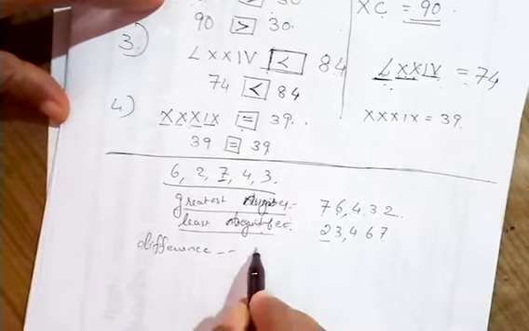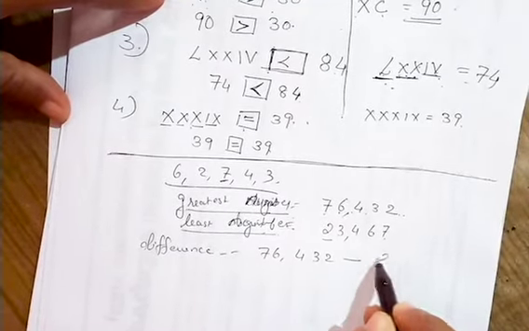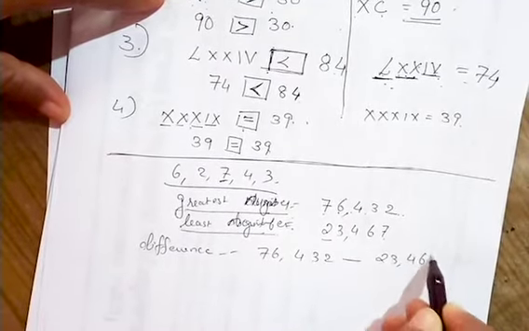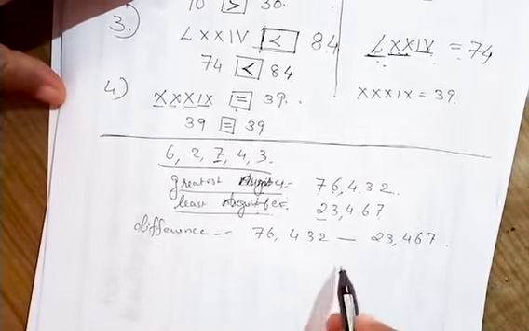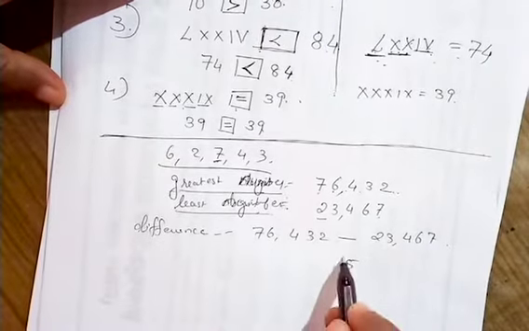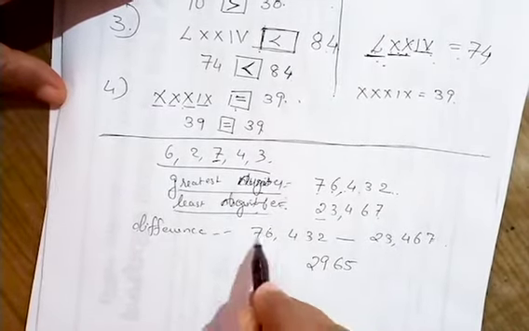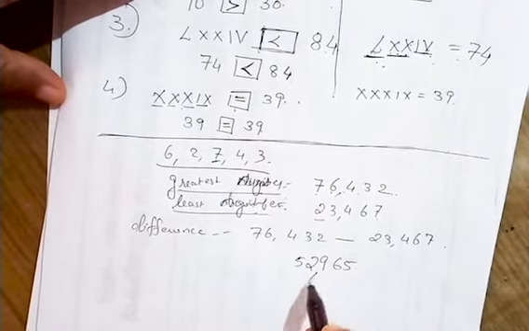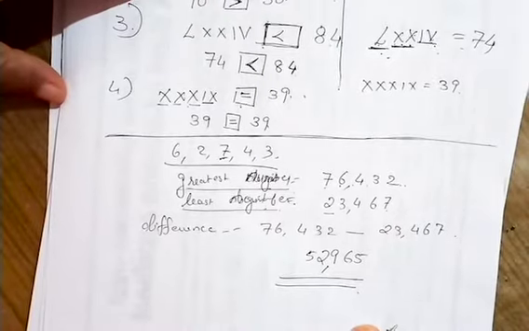Difference is equal to 76,432 minus 23,467. Subtract these two. This is 12, that is 5. This is 12, that is 6. This is 3, that is 9. This is 5, that is 2. And this is 5, that is 52,965 is the answer. Understand?